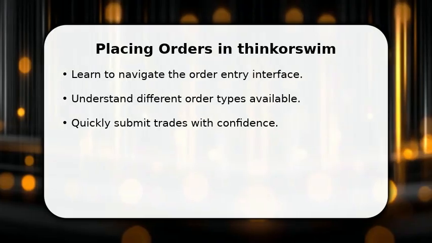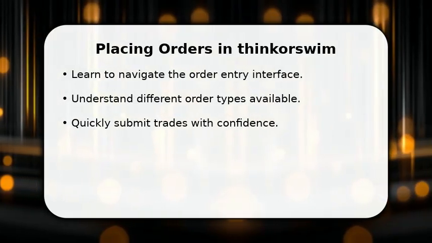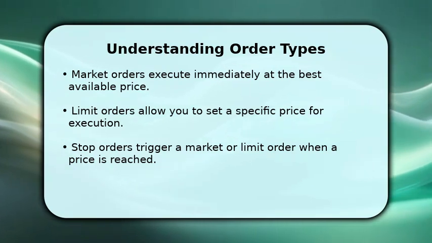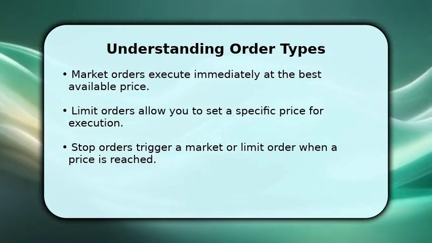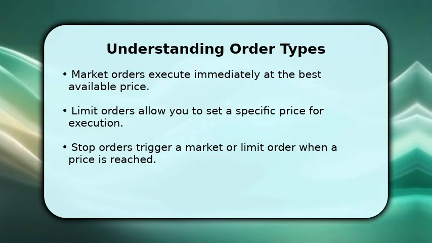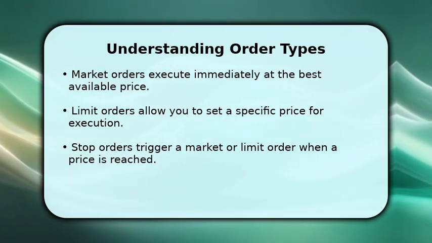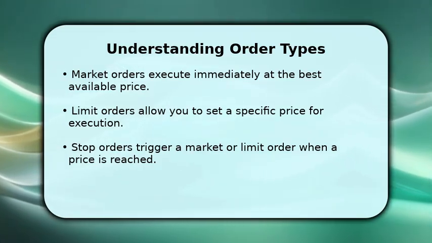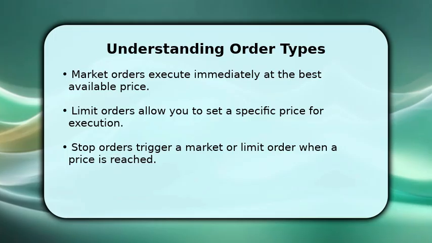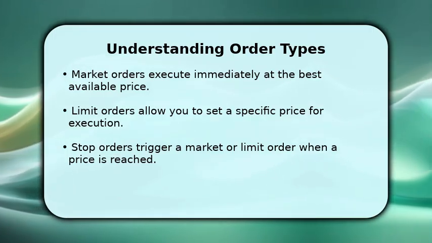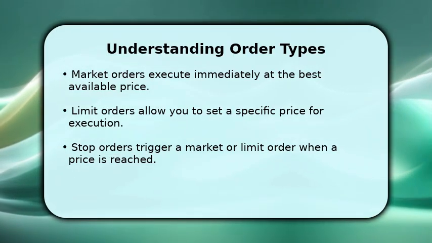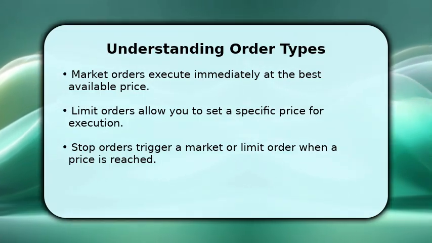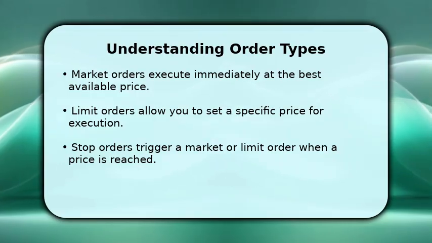This process ensures you can efficiently execute your trading strategies. Understanding various order types is crucial for effective trading. A market order is the simplest, executing at the current best price. Limit orders give you control, letting you specify the maximum price you'll pay to buy or the minimum you'll accept to sell. Stop orders are excellent for risk management, activating once a certain price threshold is crossed. Each type serves a distinct purpose in your trading strategy.